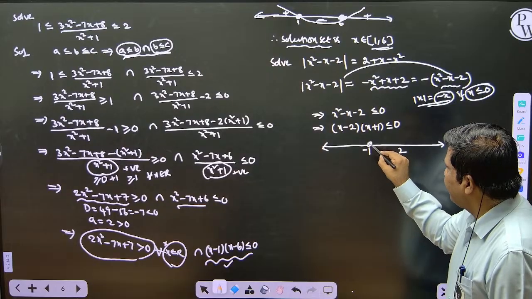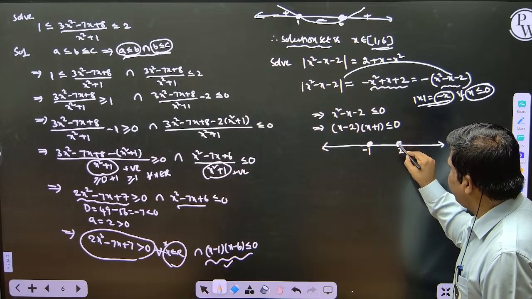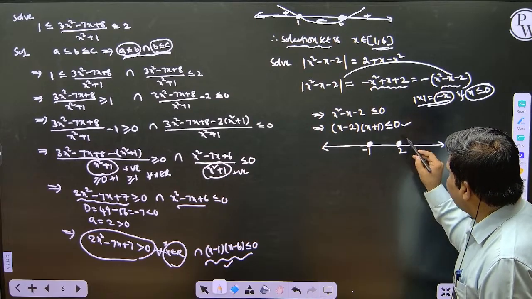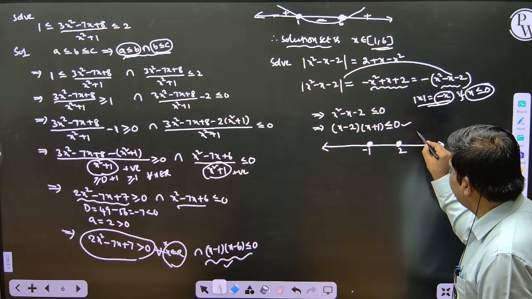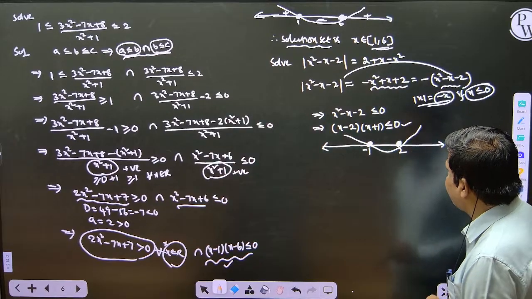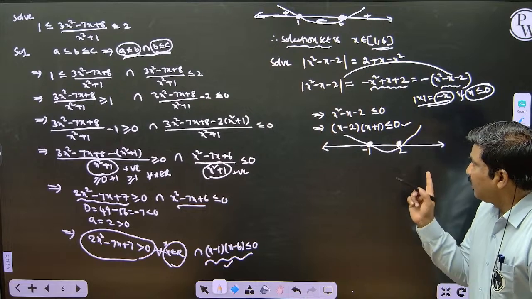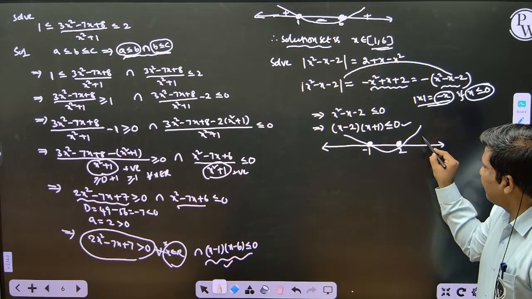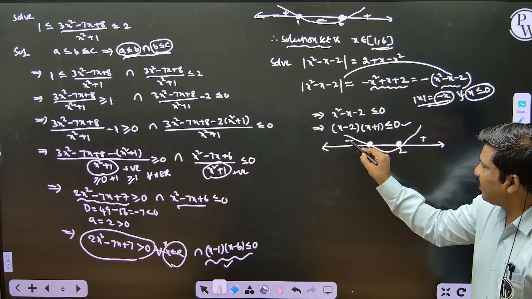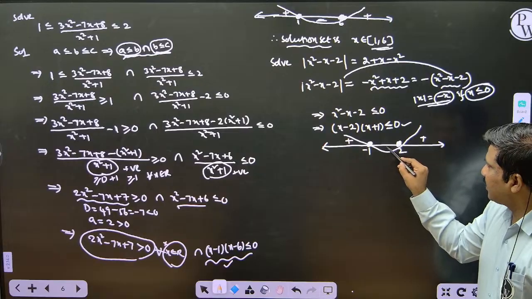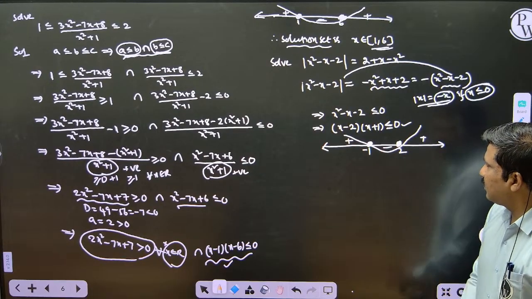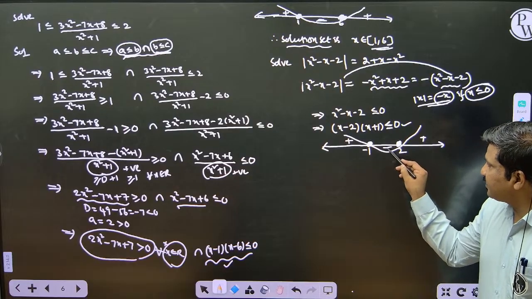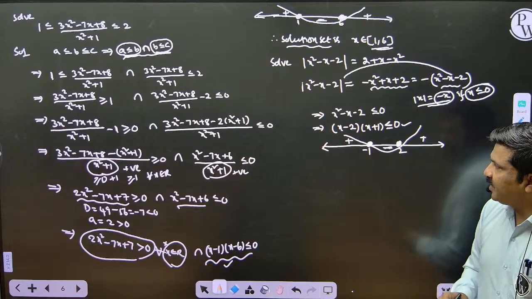Both should be included here. Why both should be included here? Here equal to 0 is also there. Both the powers are odd. Start the wave from the right side of the largest value. Both the powers are odd, so the curve crosses the points. After this, between minus 1 and 2 it is negative. Out of that it is positive.